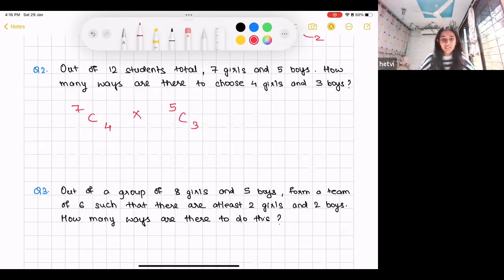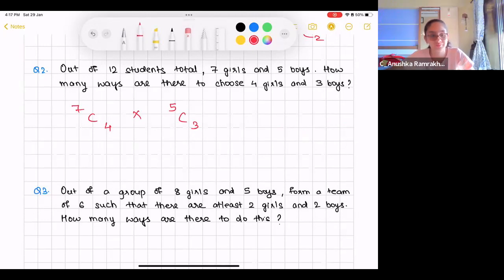Okay, someone wrote 4C7. 4C7 means that out of 4, you're choosing 7, which is not possible. Like if you have only 4 chocolates, you cannot get 7 chocolates. So it has to be the other way around. There's no answer to this. It has to be 7C4.